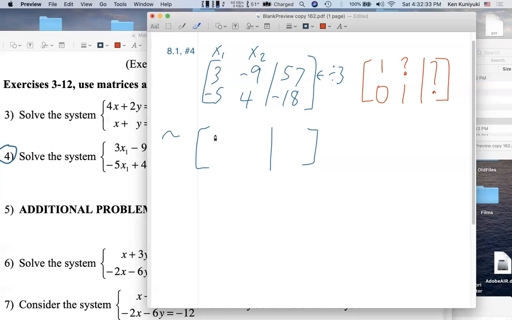Anyway, so we can go ahead and divide by 3 here. 3 divided by 3 is 1. It's good to have that little drummer boy in your head. -9 divided by 3 is -3. 57 divided by 3, you can use a basic calculator. That's 19.